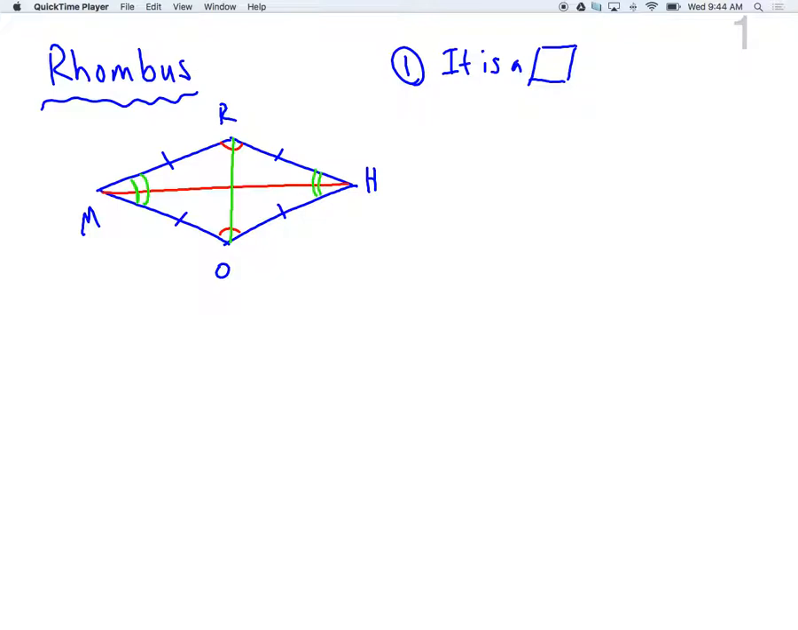So are all rhombuses parallelograms? Yes. Are all parallelograms rhombuses? No. Okay, good. What do you got? Is it because all the sides are equal? Okay. Number 2. All sides are congruent.